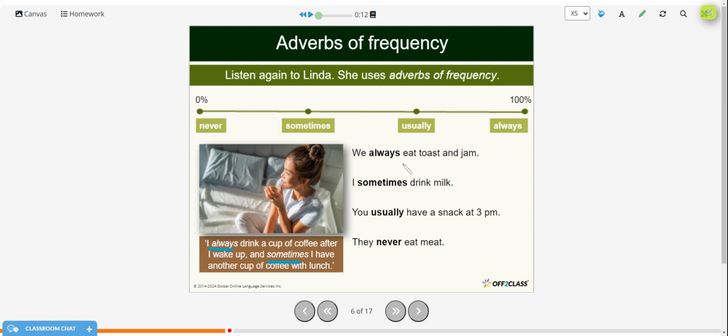So here are some other sentences using those adverbs of frequency. We always eat toast and jam, so 100% of the time. I sometimes drink milk, about half the time. You usually have a snack at 3 p.m., so it's more than half, but not 100%. And then they never eat meat. Never is zero.